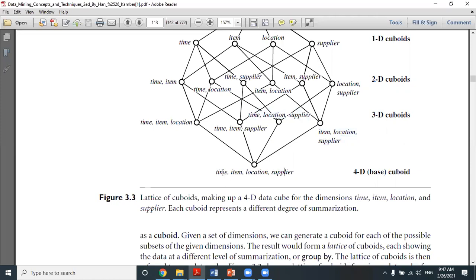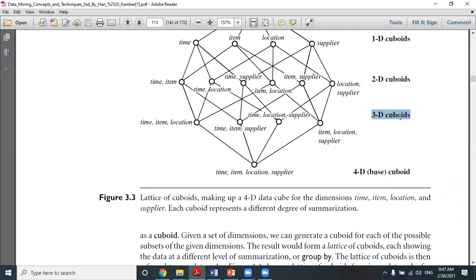The third combination is time, location, and supplier, and the last one is time, item, supplier. So the maximum of 4 combinations is allowed based on these 4 dimensions. Those 4 combinations are represented by 4 different nodes of the lattice, and they are interconnected with each other, from the base cuboid.